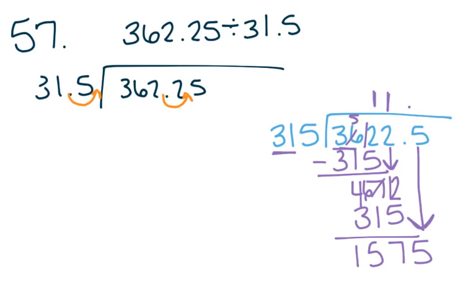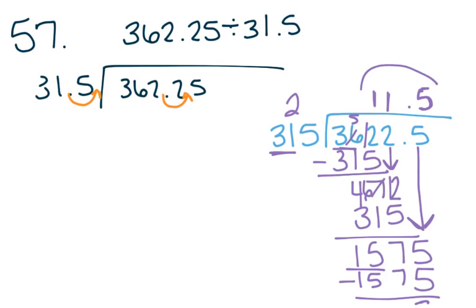How many times can 3 go into 15? 5 times. Let's see if it works. Okay. 5 times 5 is 25. 5 times 1 is 5, plus 2 is 7. 5 times 3 is 15. You are left with a remainder of 0. 11 and 5/10 is your answer. And that's going to be it for section 15.